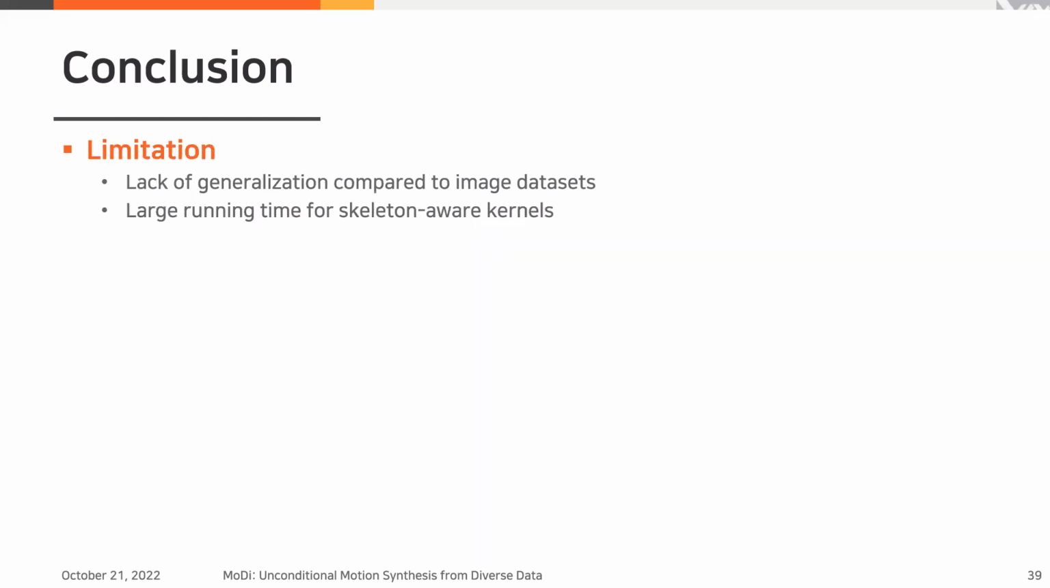And in the paper, the authors mention two limitations as follows. First, the quality and generalization power of MoDi is a direct function of the training data, which is still lacking, at least compared to image datasets. The second one is the large running time for the skeleton-aware kernels, with dedicated kernels per joint and large volumes. And they present future work like learning motion priors from videos.